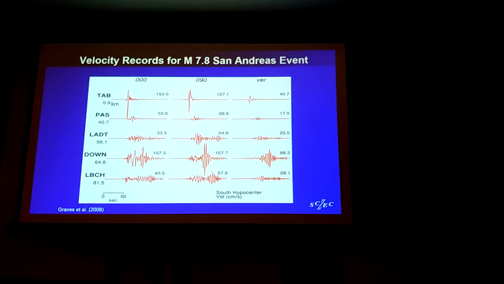And the last 3, downtown LA, Downey, and Long Beach, you can see the amplification as you go from Pasadena into the LA basin. The amplitudes pick up and the durations increase. And that's what we'd expect, and that's what we've observed during past earthquakes. One thing to note here is the energy content in the basins. If you look at these waveforms closely, you'll see that there's considerable energy at the longer periods from, say, 4 seconds out to 10 seconds.